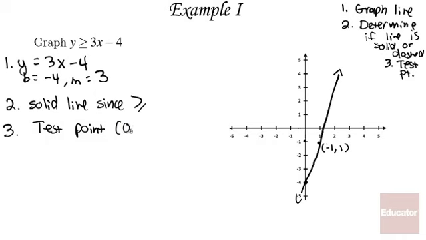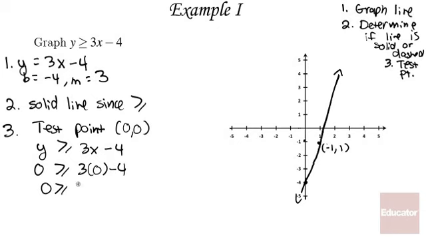For my test point, I'm going to use 0, 0, the origin. I go back to my inequality and I'm going to plug those values in. So 0 is greater than or equal to 3 times 0 minus 4. I end up with 0 is greater than or equal to negative 4. Is 0 greater than or equal to negative 4? Yes. So does this test point satisfy this inequality? Yes, it does. This test point satisfies the inequality.